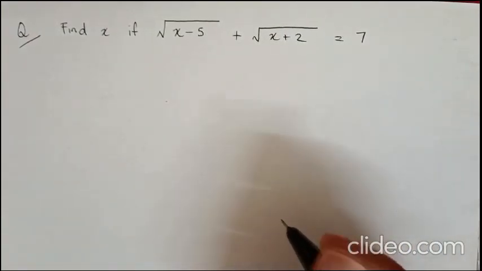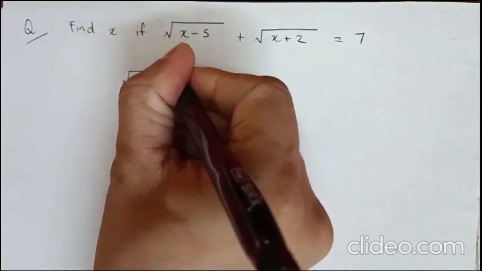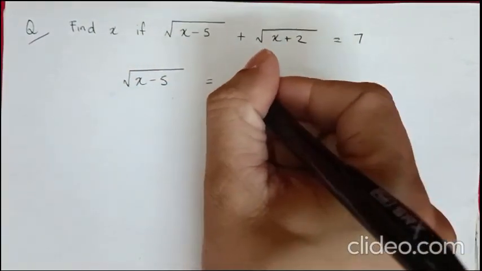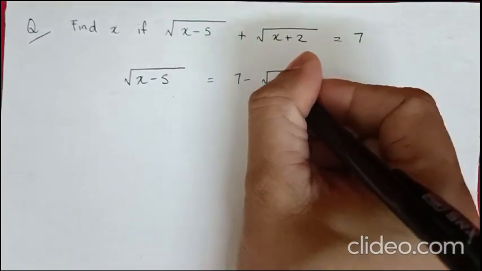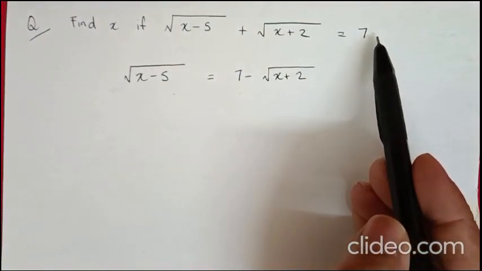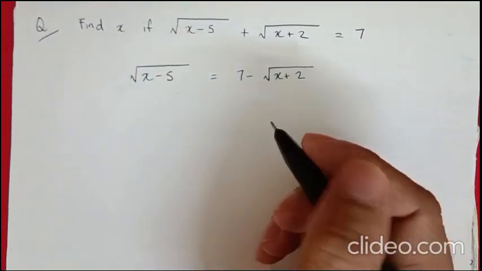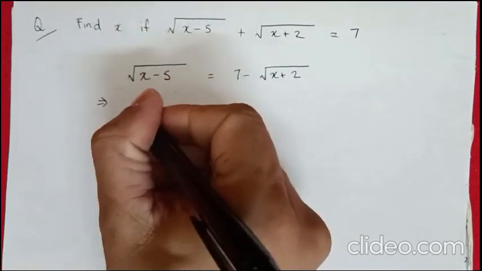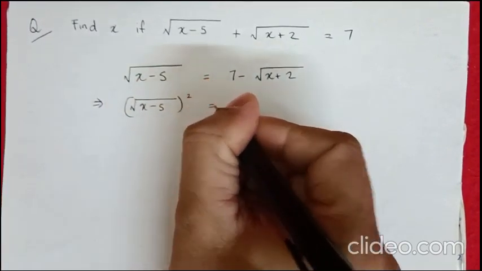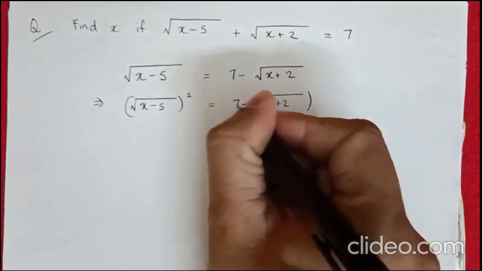Well, our first step here is to write something like this. Square root of x minus 5 is equal to 7 minus square root of x plus 2. I have just shifted this to the right hand side. Now we do squares of both of these sides. So this implies square root of x minus 5 whole squared is equal to 7 minus square root of x plus 2 whole squared.